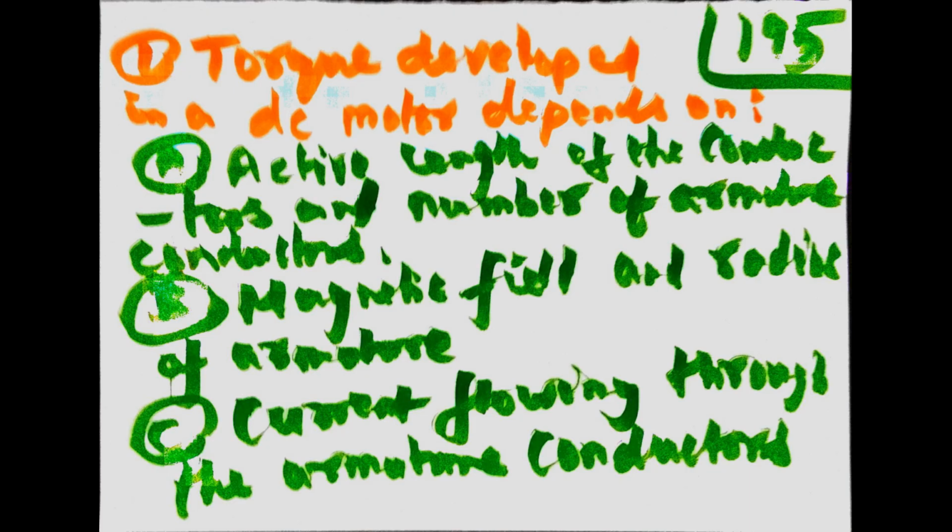First question. Torque developed in a DC motor depends on: A. Active length of the conductors and number of armature conductors. B. Magnetic field and radius of armature. C. Current flowing through the armature conductors. D. All of the above. Answer is all of the above.